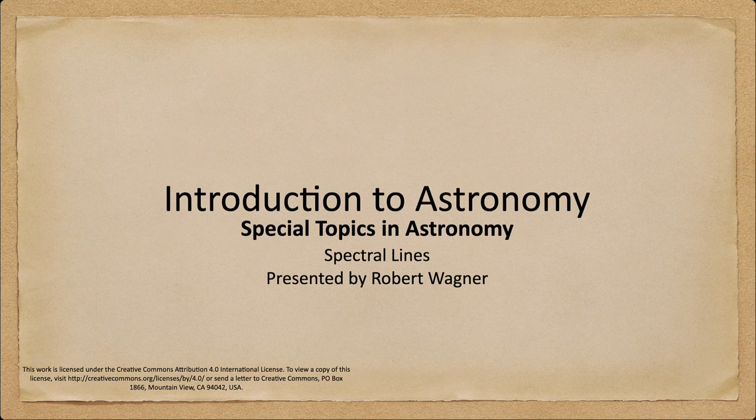In this episode of Special Topics in Astronomy, we will talk about spectral lines and how astronomers use light to uncover the properties of objects throughout the universe.